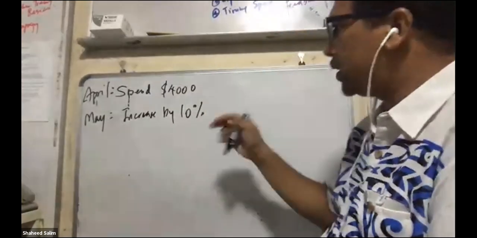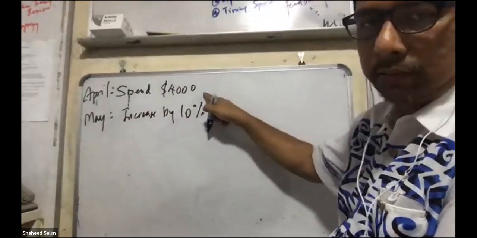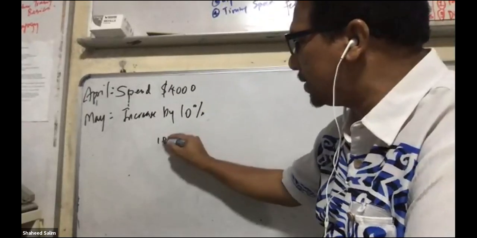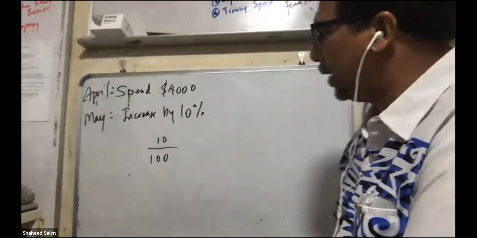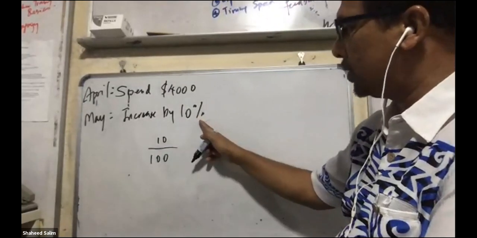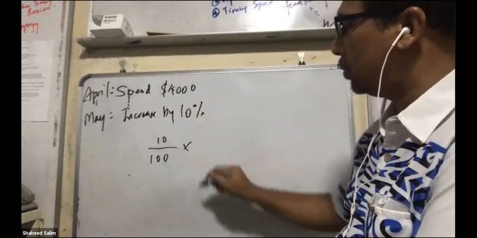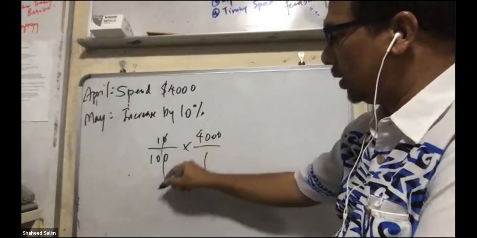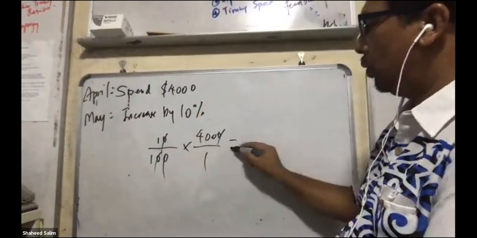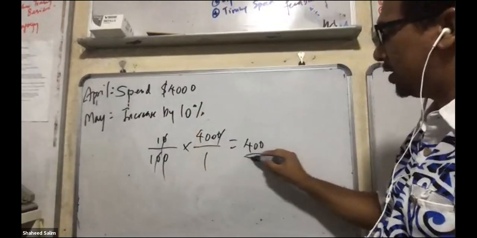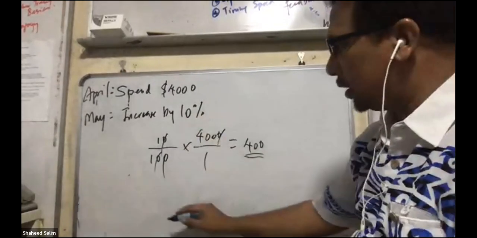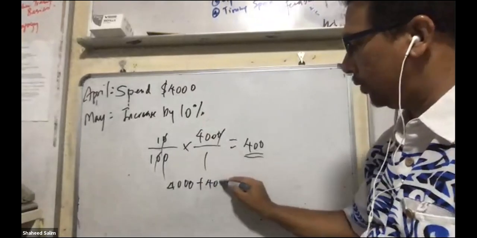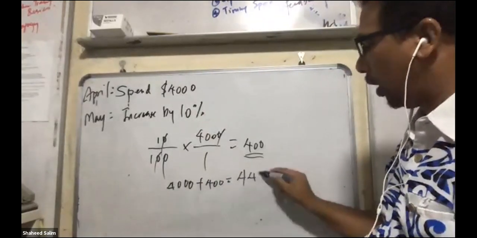In April, he spent $4,000. In May, increased by 10%. So, just find out what is 10% of 4,000. 10%, 10 out of 100, 10. Percent is 10 out of 100, right? Times by 4,000. So it's 10, 10, 10. 1 times 400 is 400. So this increase is 400. So in May, he spent 4,000 plus 400, which is what Rayhana has gotten, 4,400.